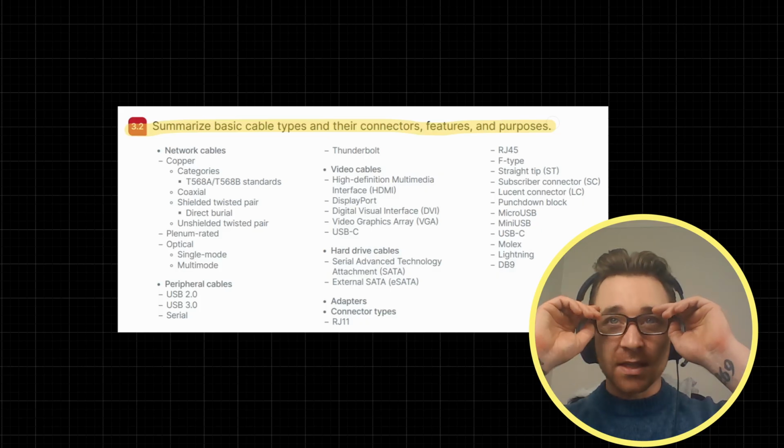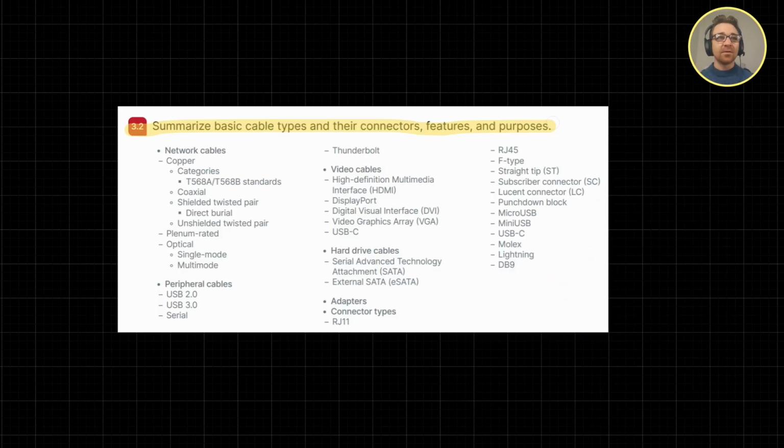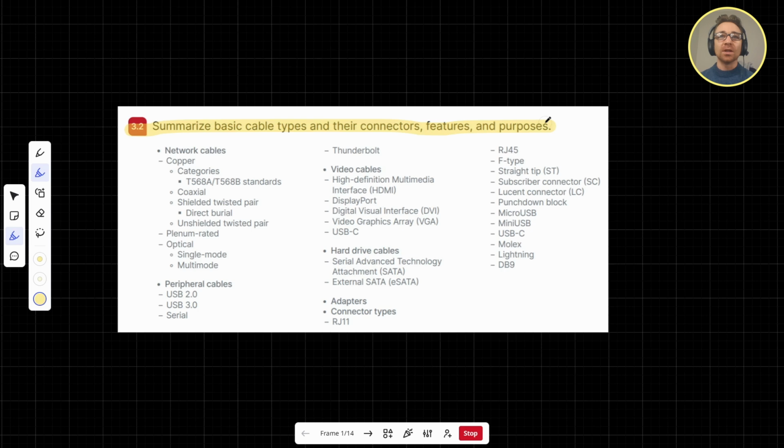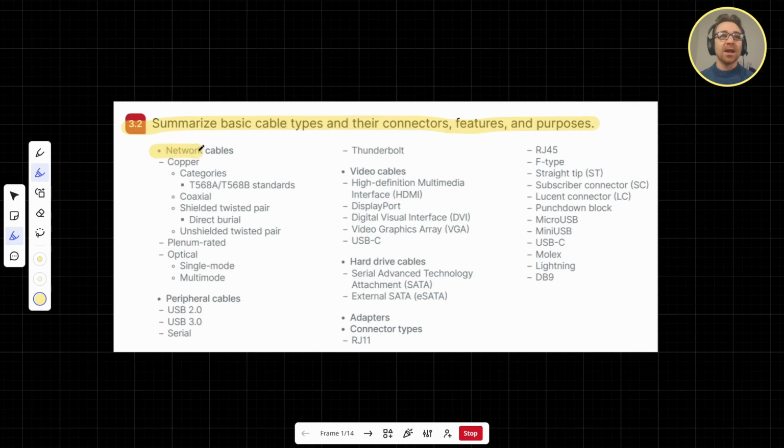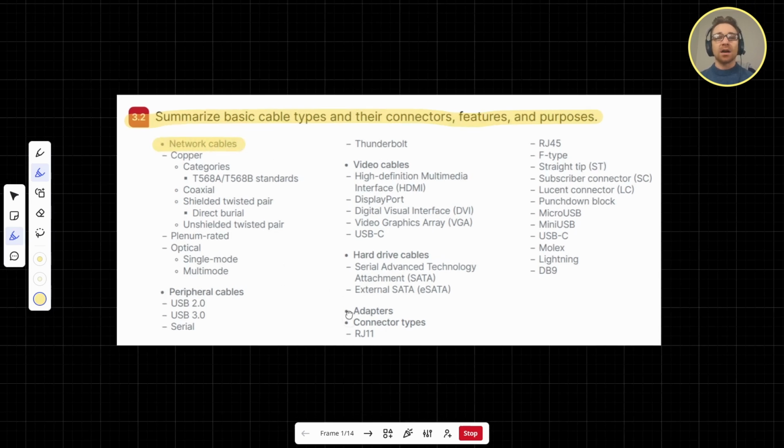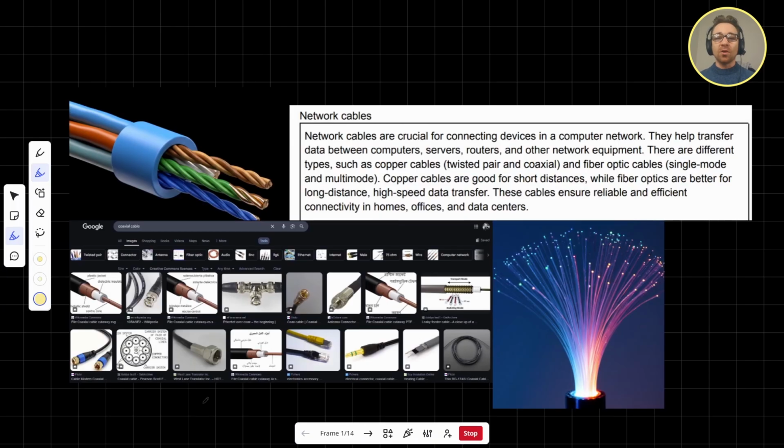Step 1, put my seeing goggles on so I can see the information that I have to tell you about. And step 2, let's get started with network cables. That's going to be our first starting point.